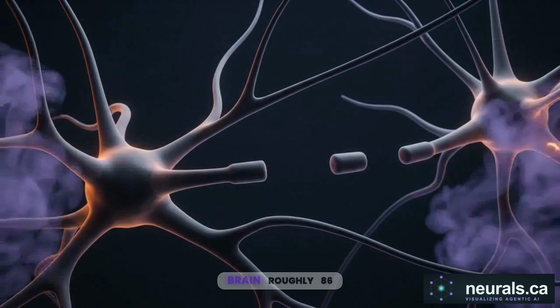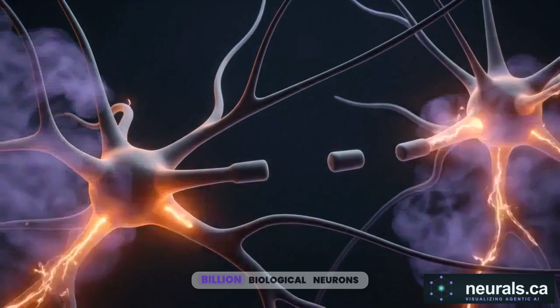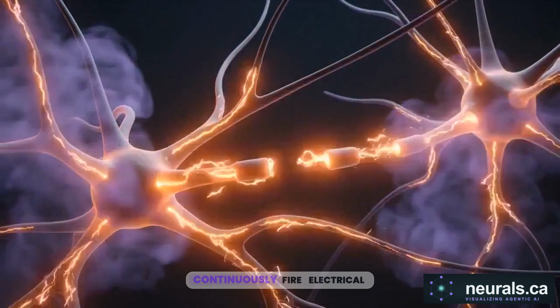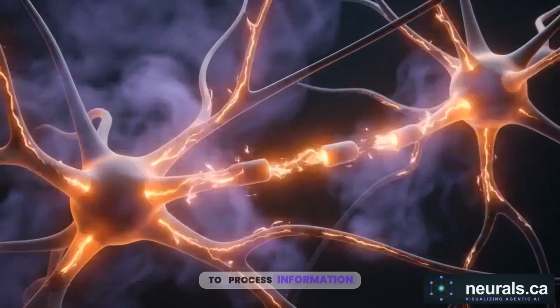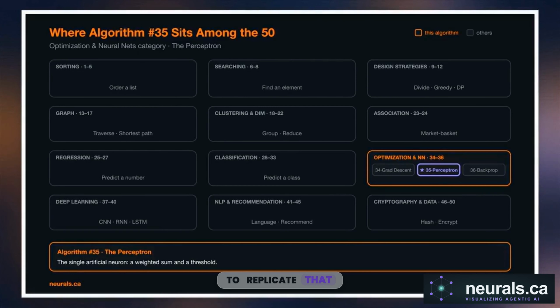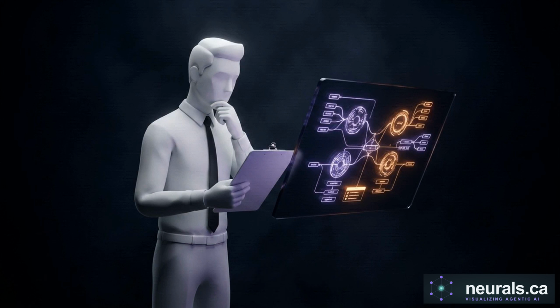Inside the human brain, roughly 86 billion biological neurons continuously fire electrical impulses across synapses to process information. To replicate that organic process in code, we move from the optimization mechanics of gradient descent to algorithm number 35, the perceptron. In 1957, psychologist Frank Rosenblatt moved this biological concept out of software simulation and into reality.